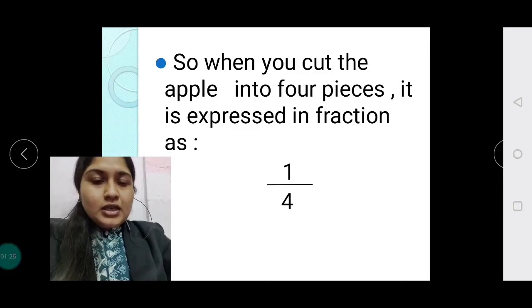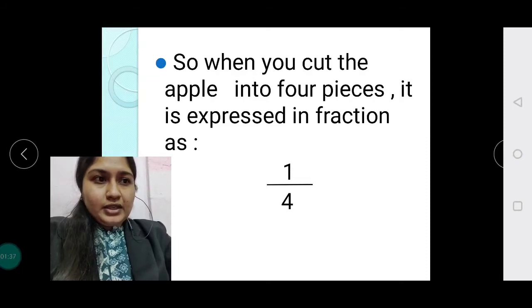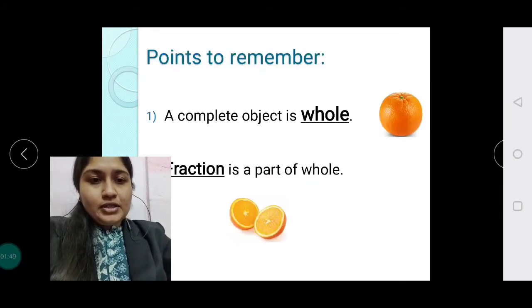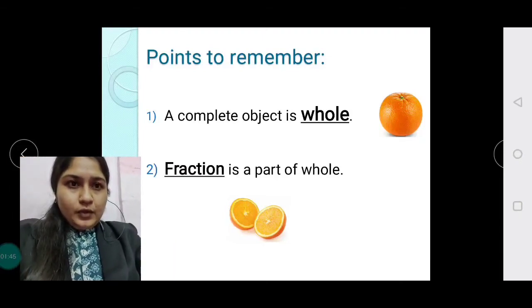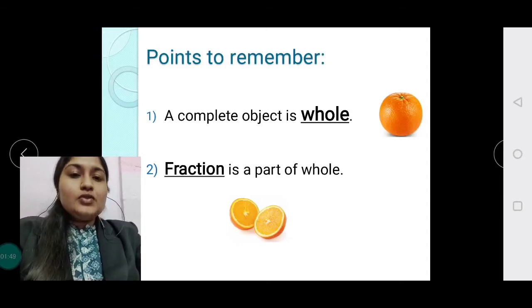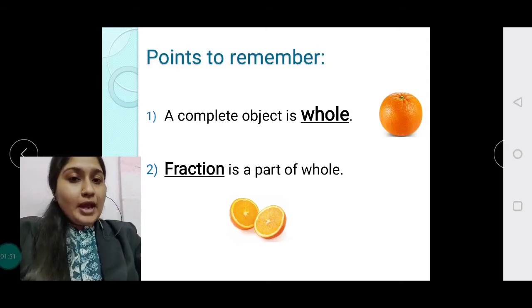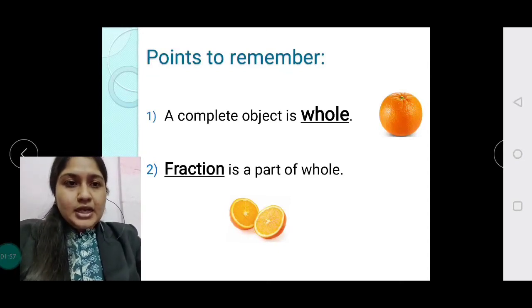So my dear students, now I hope you have understood how we have to start our fraction chapter. Okay, now let us understand some points to be remembered. Students, these points you have to write down in your maths notebook from the attached PDF. The first one: a complete object is whole. WHOLE, whole. So, a complete object is whole.